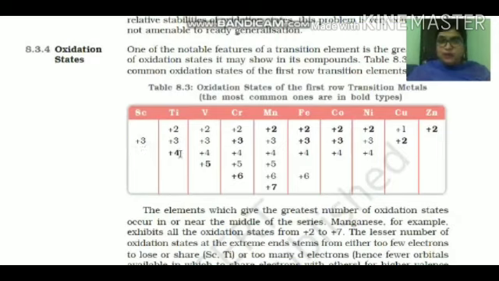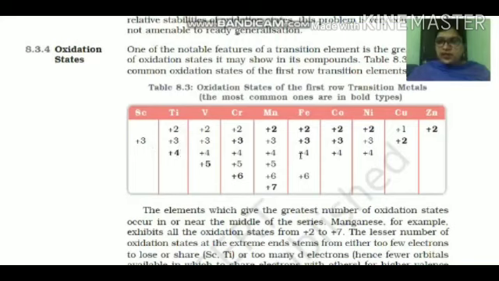+3 is not very common, +4 is common. In the case of copper and zinc, you can see copper +1, +2 and zinc +2. This means at the two extreme ends there are very few oxidation states, +1, +2, and for scandium it is +3. For titanium it is +2, +3, +4.